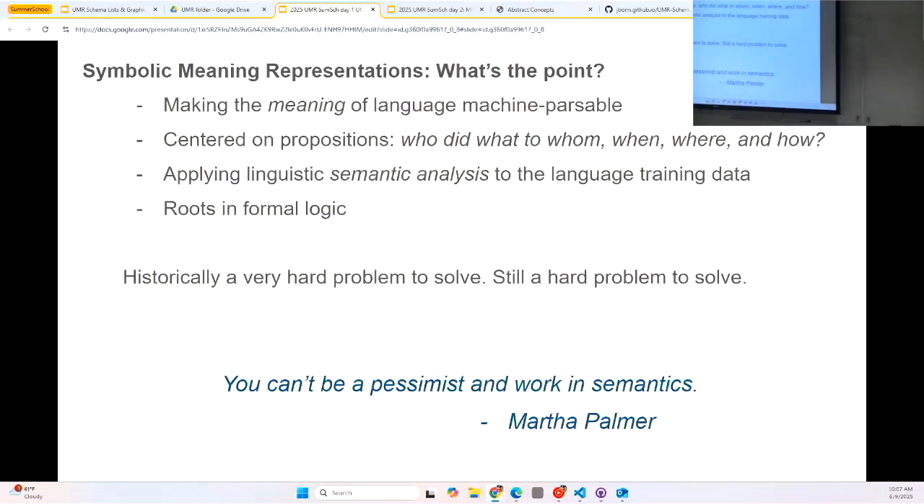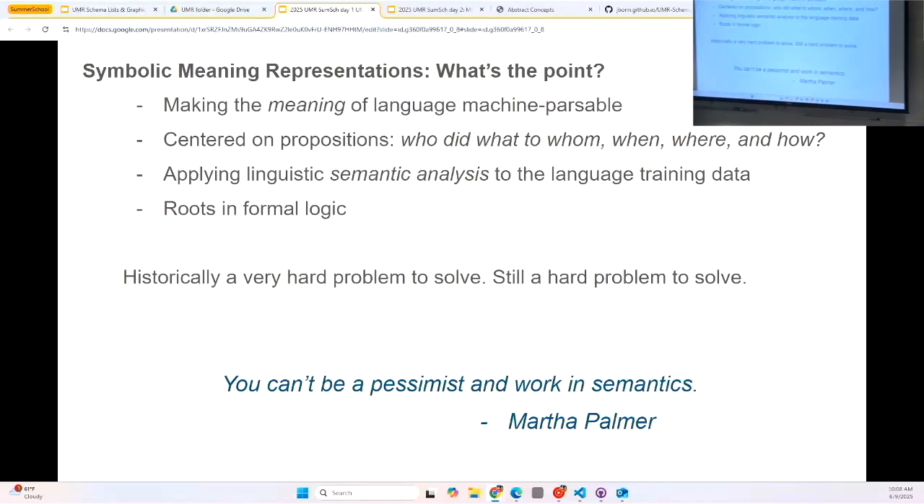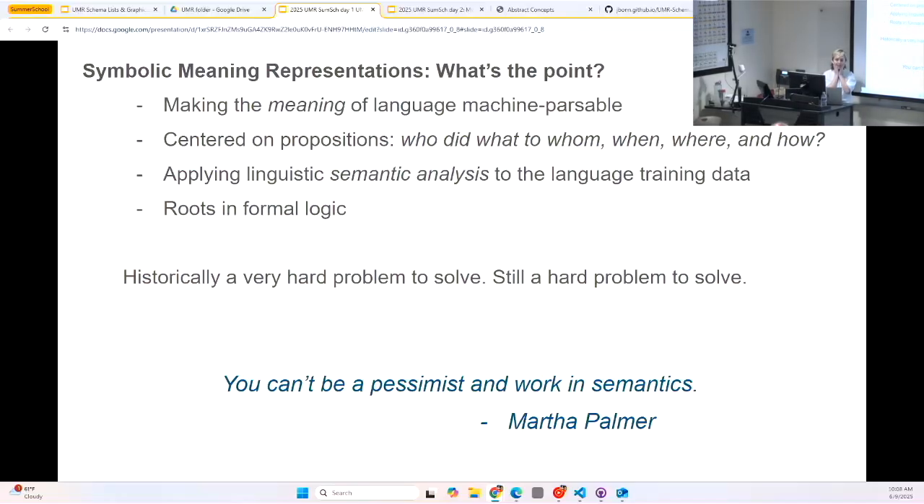So, oh my gosh, this is really small. So just to start really basic, symbolic meaning representations in general. What is the main point of them? The thing that we talk about most is trying to make the meaning of a sentence or language parsable by a machine. They're centered on propositions, so we're talking about events, event states, things that happen, who did what to whom, when, where, and how. We're applying linguistic semantic analysis to the language training data that we're creating.